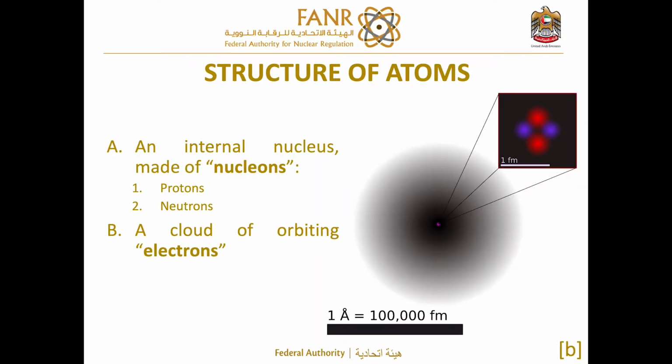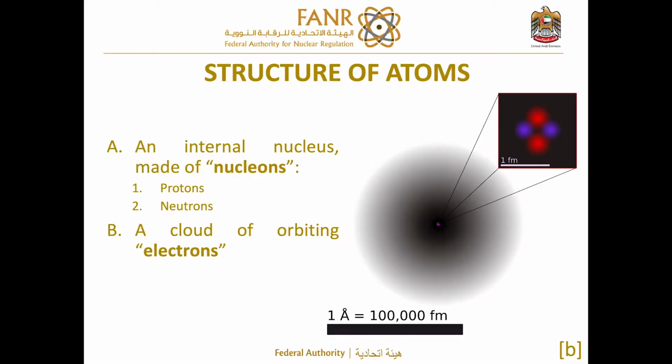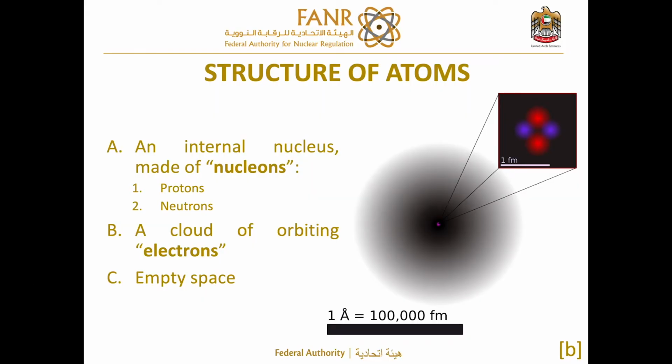Around the nucleus is a cloud of orbiting electrons, which are in the same number as the protons, and they make the outside structure, the outside shell of the atom. The order of magnitude of the atom is the angstrom, that is 10 to the minus 10 meters, or 100,000 times larger than the nucleus size. The conclusion is that most of the atom is composed of vacuum, of empty space, the nucleus being a very small component compared to the external size of the atom, although within the nucleus the vast majority of the mass of the atom is contained.